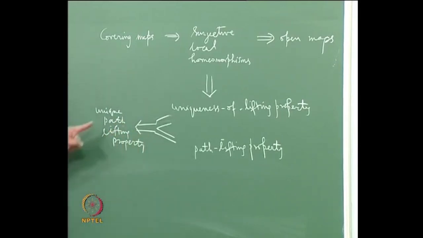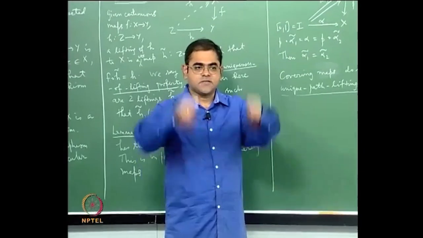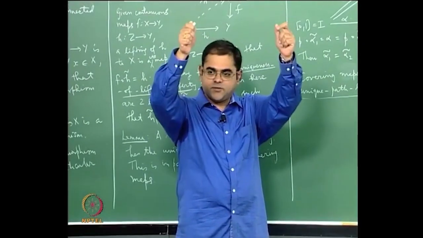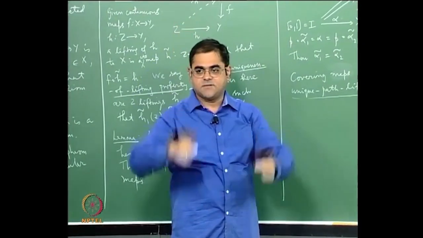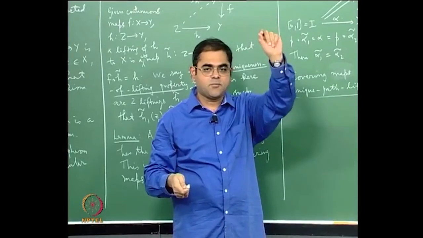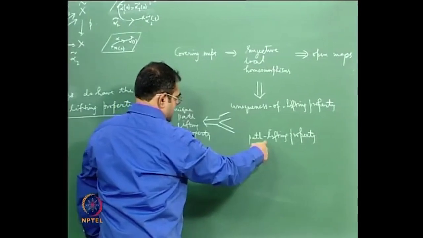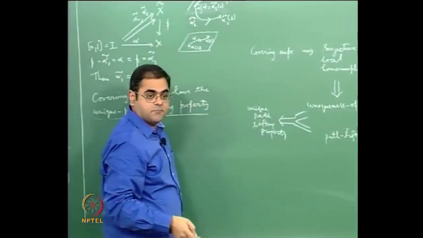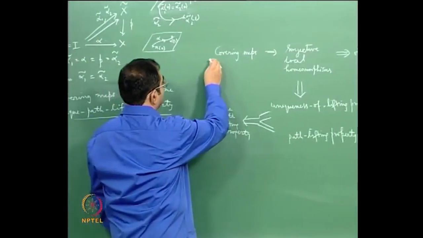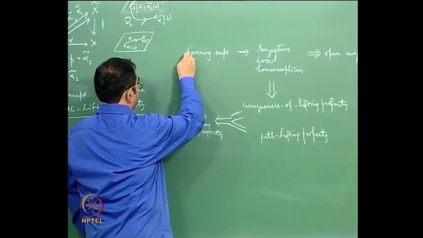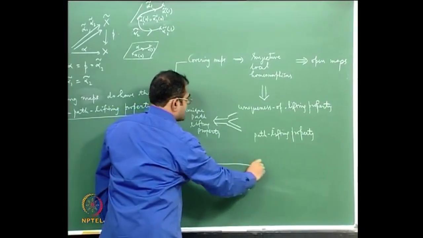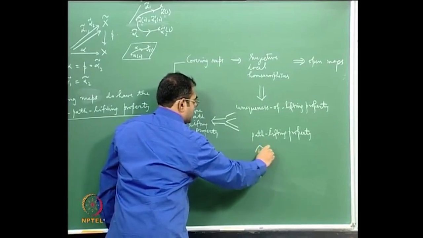Okay, so this is a property that ensures that, given a path below, you can always lift it to a path above, and that path is unique. Of course, whenever I say unique path above, the starting point has to be fixed. And the covering maps have this path lifting property. How this comes about is by what is called the covering homotopy theorem.